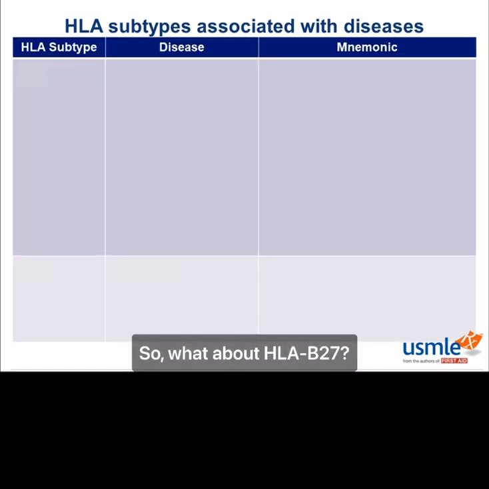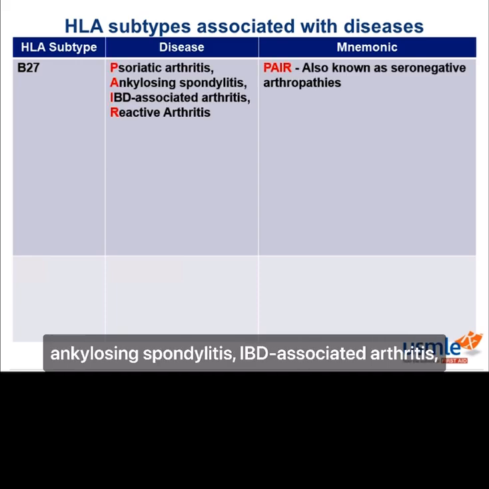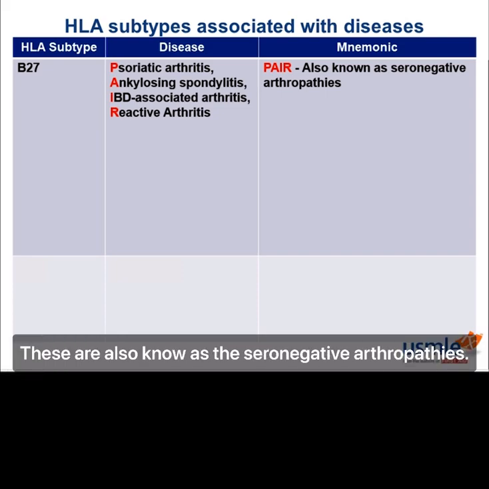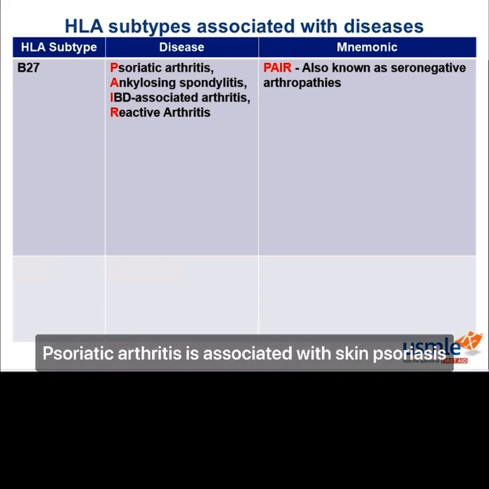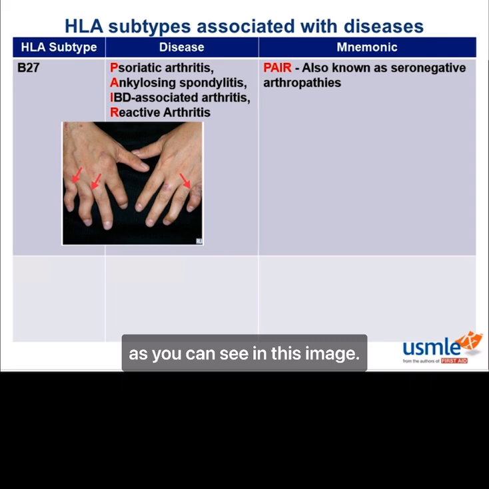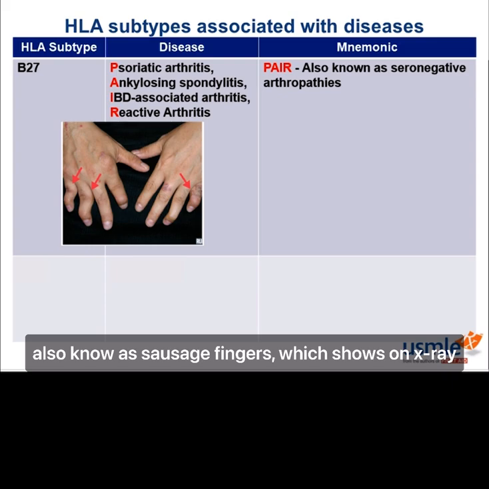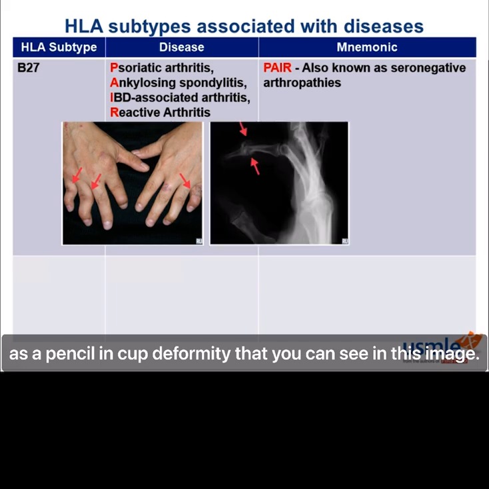So what about HLA-B27? You're right if you said psoriatic arthritis, ankylosing spondylitis, IBD-associated arthritis, and reactive arthritis, which we commonly abbreviate as PAIR. These are also known as the seronegative arthropathies. Psoriatic arthritis is associated with skin psoriasis and nail lesions, which are often asymmetric, as you can see in this image. The patients often present with dactylitis, also known as sausage fingers, which shows on X-ray as a pencil and cup deformity that you can see in this image.